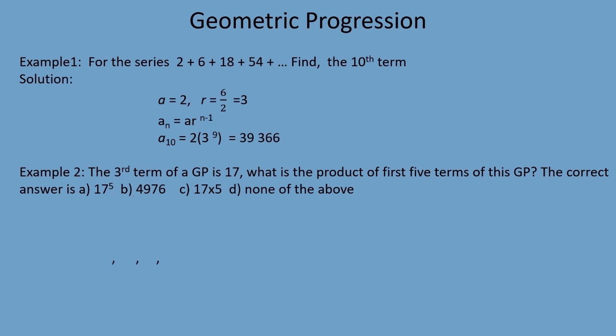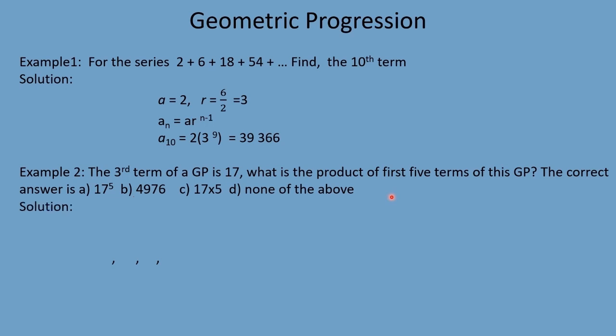Example 2. The third term of a GP is 17. What is the product of the first 5 terms of this GP? The correct answer is: A, 17 to the power 5; B, 4976; C, 17 into 5; D, none of the above.